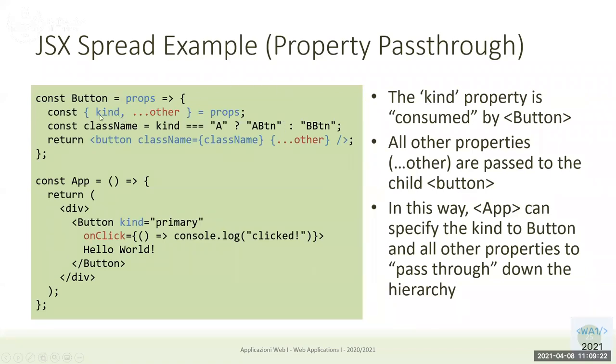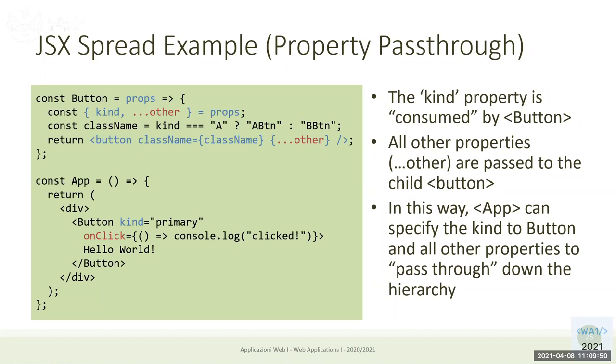And you can also extract some properties and only pass the other ones by playing with the spread operator. Okay, so you will find maybe examples that use this syntax very liberally. Say, okay, I have many properties. Kind is a property that's interesting for me, so I will extract it, and all the others will be passed to my children, for example.